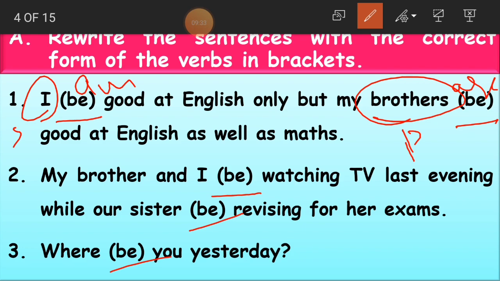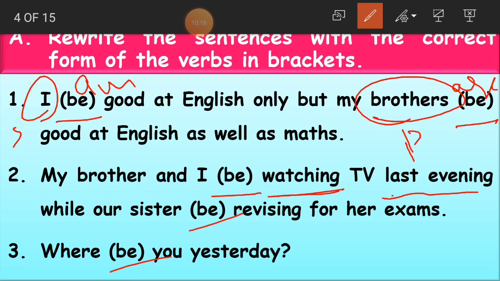Yes. Now if you go for the second one, my brother and I watching TV last evening. Watching is again present continuous, but here it is last evening, last in the sense before today. So then it becomes what? Past tense. It already happened. While our sister revising for her exams. So we are talking about yesterday's matter. That's why this sentence is in past tense.